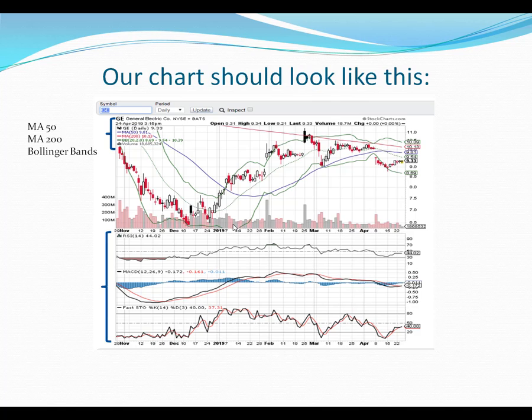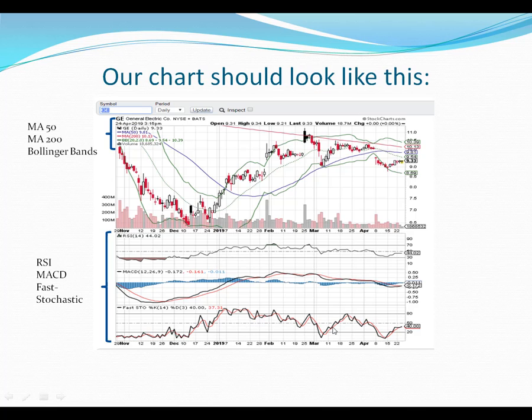We also have included the Relative Strength Index, or RSI, which is this index right here. The MACD, or Moving Average Convergence Divergence, called the MACD, in this chart right here. And the fast stochastic, which is represented by these lines down here.